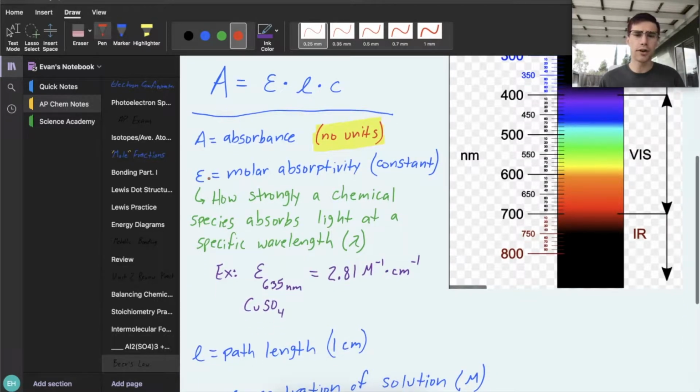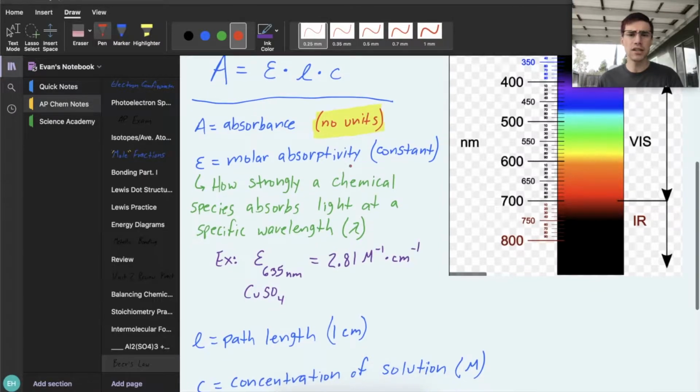The epsilon value refers to our molar absorptivity, and this is a constant value. So we'll look at an example here in a second. But what this means is, this is how strongly a chemical species absorbs light at a specific wavelength. So to what extent does our solution absorb different colors of light? Okay, now notice this is at a specific wavelength. So this is dependent on what actual color are we talking about here.